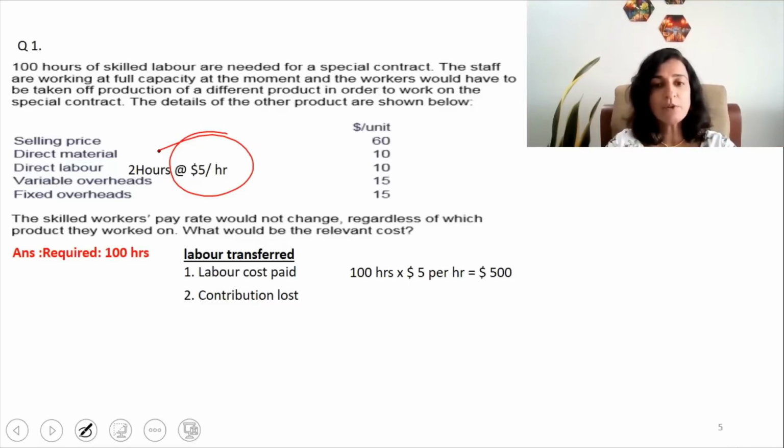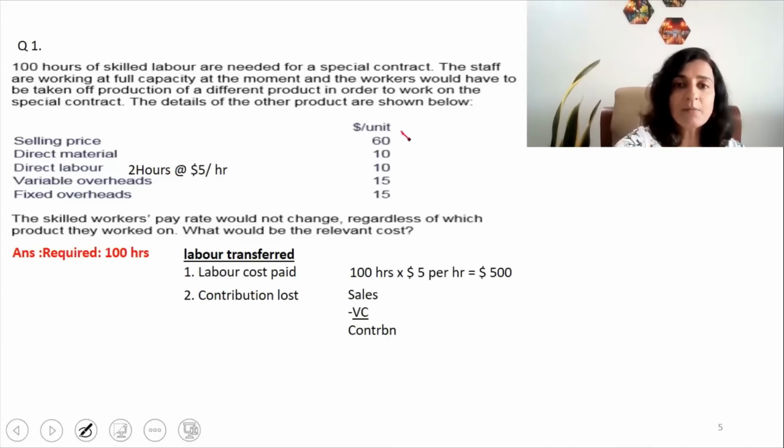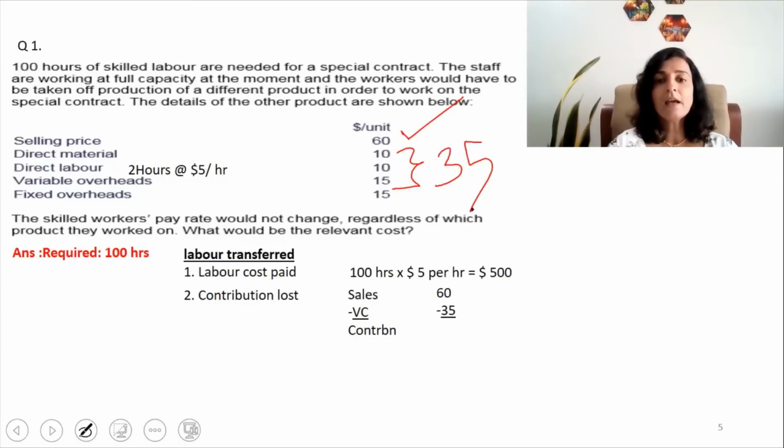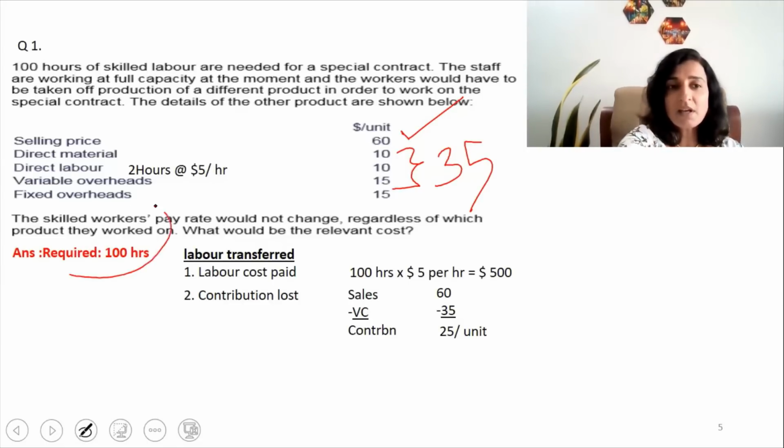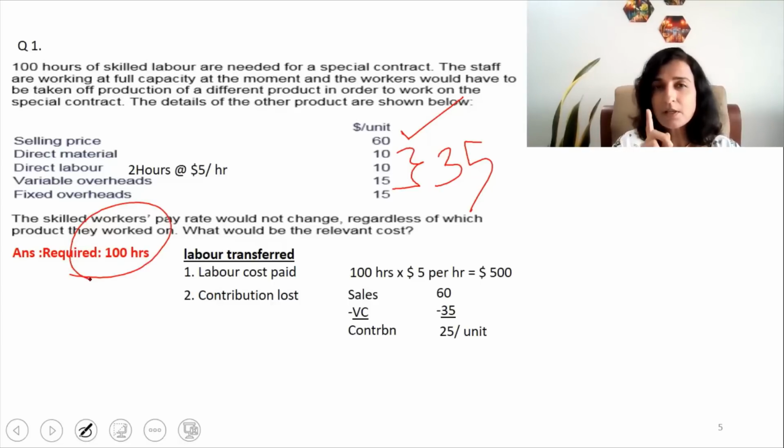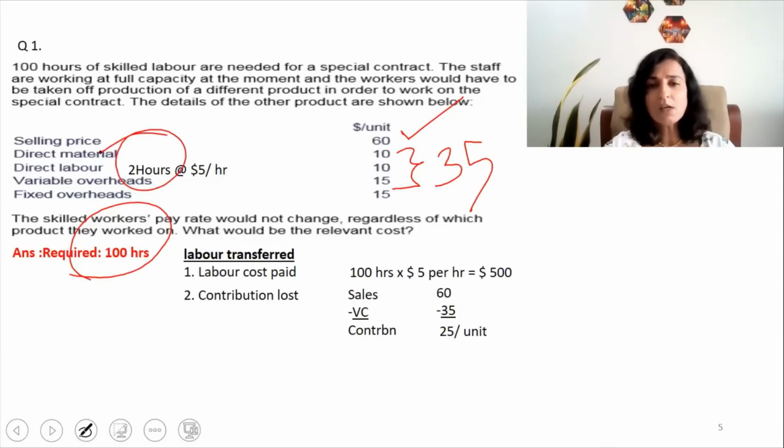What is the formula for contribution? Sales minus variable cost gives you contribution. The sales or the selling price is 60 and the variable cost are three items total together coming to 35. So we have sales at 60 minus variable cost at 35. We get the contribution as $25 per unit. We don't want the contribution in unit because it is the hours that are getting transferred. So find out the contribution per hour. For one unit, how many hours are being taken? 2 hours. Okay. So for 2 hours, the contribution is $25.